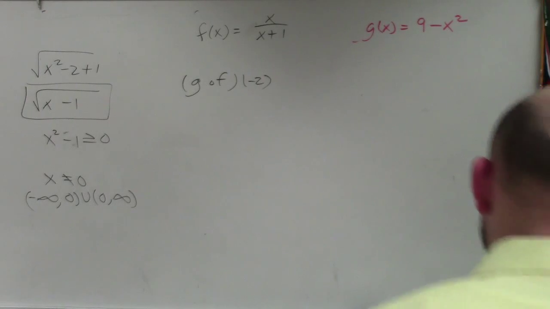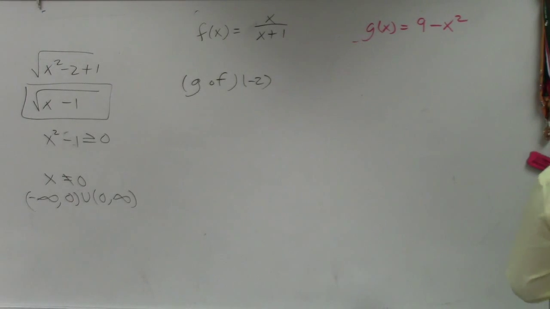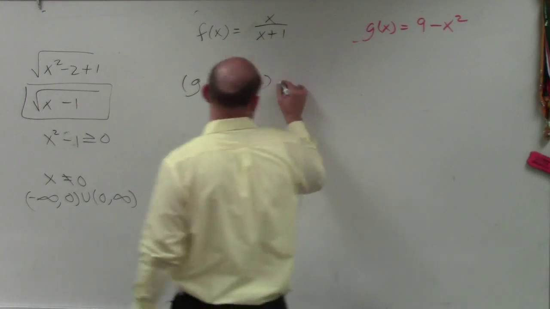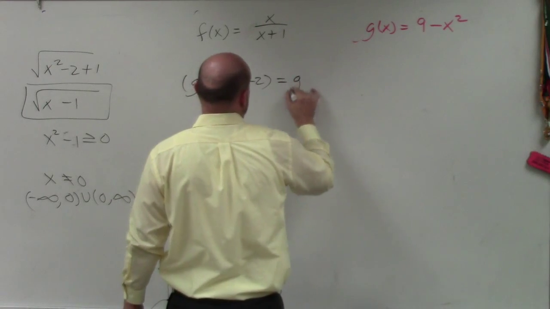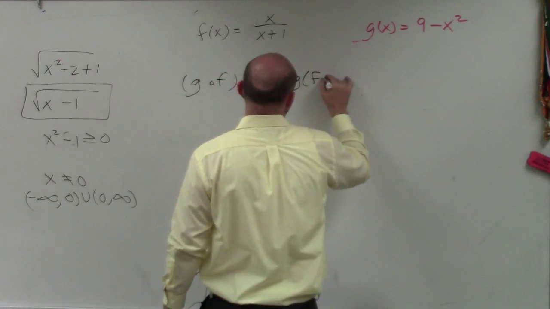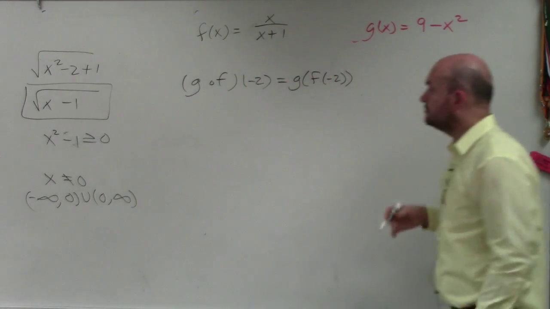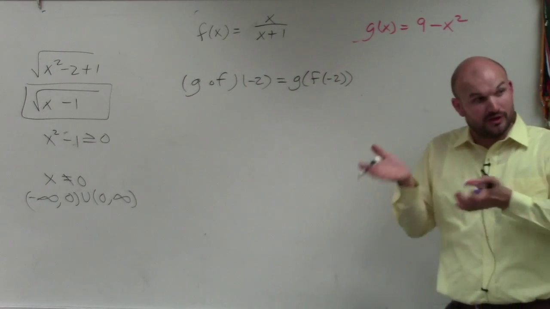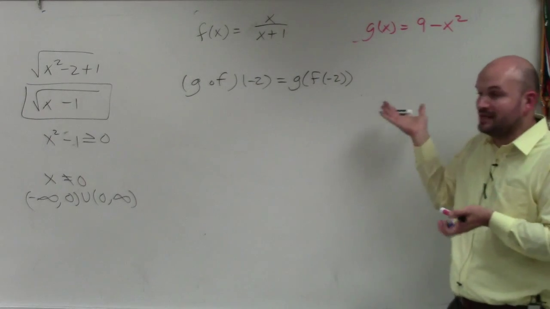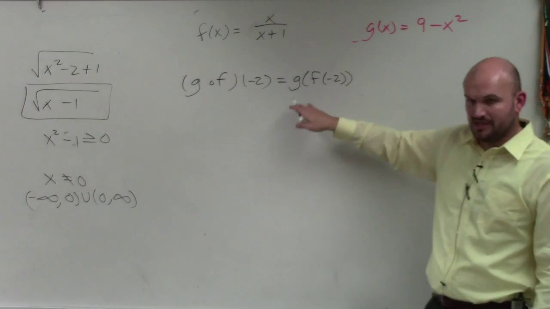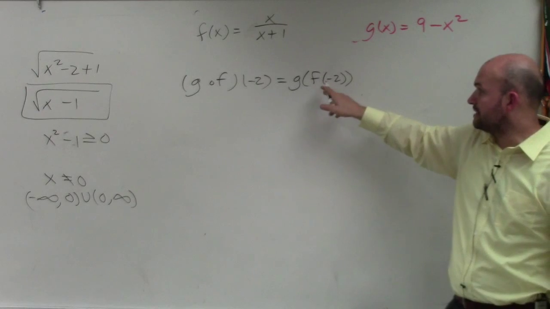Right, the composition that we talked about. So remember, ladies and gentlemen, that g of f of negative 2 basically just means g of f of negative 2. Basically, there's two different things you can do. You can compose this, or you can evaluate and then compose. But just to get practice on composing, I'm going to show you again how to compose.